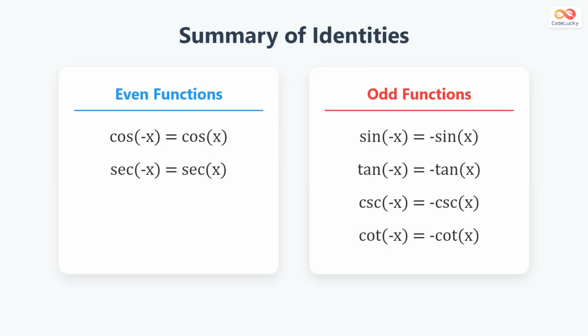Here is the complete list. The even functions are on the left, cosine and secant. They absorb the negative sign. The odd functions are on the right, sine, tangent, cosecant, and cotangent. For these, the negative sign jumps out to the front.